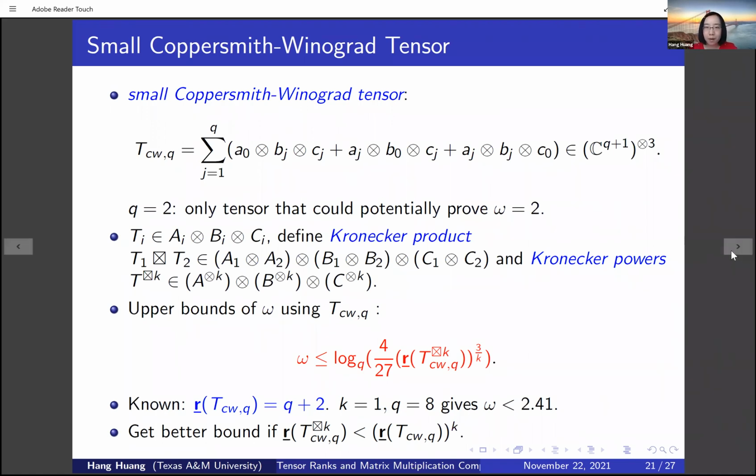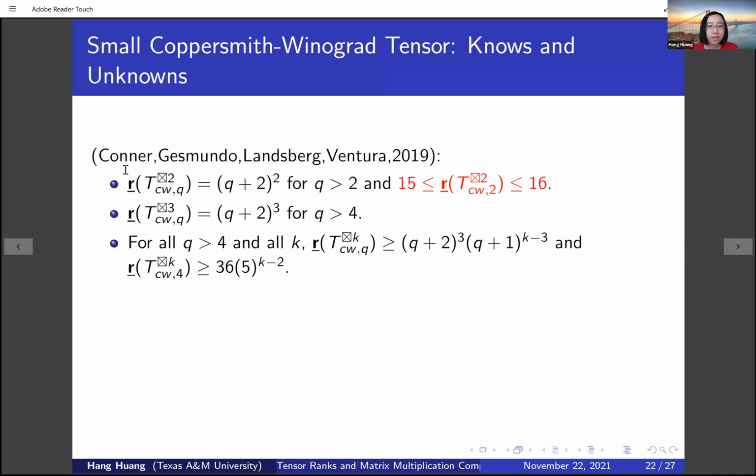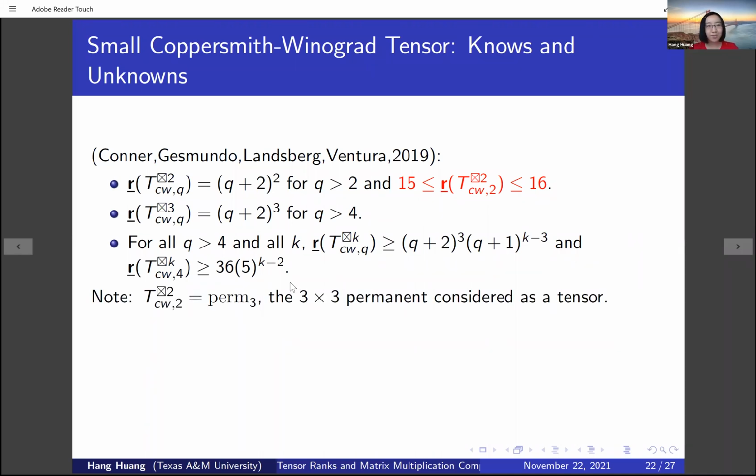What is known before our results is that we know the border rank of all the Kronecker squares except for Q equals 2. And when Q equals 2, we know it is between 15 and 16. And we know some results about the higher Kronecker powers, but the result that we most care about is when Q equals 2. I also want to say one word about how it relates to the 3×3 permanent. In fact, if you take the Kronecker square when Q equals 2 and do a linear change of variables, this is exactly the 3×3 permanent considered as a tensor.